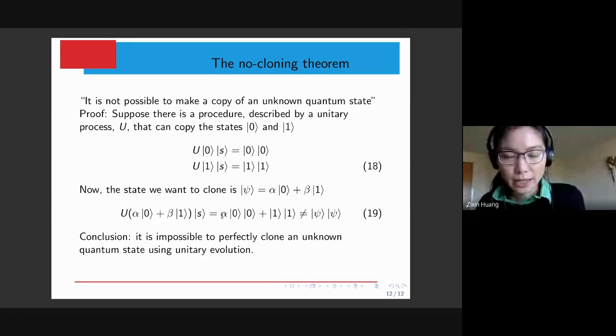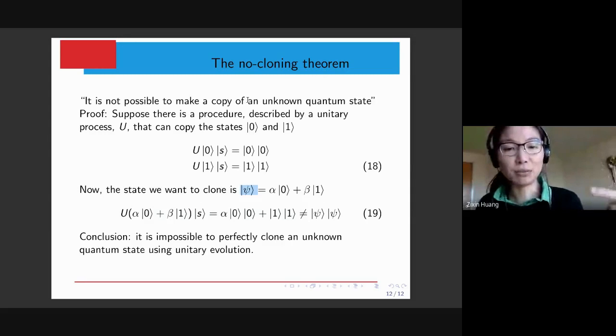Now, if we look at the state in equation 19, we have alpha 00 plus beta 11. And note that this is strictly not equal to 2 copies of the state psi. So what does this actually mean? It means that we can't actually make a copy of an unknown quantum state.